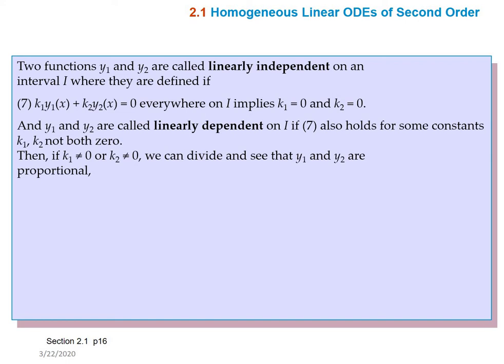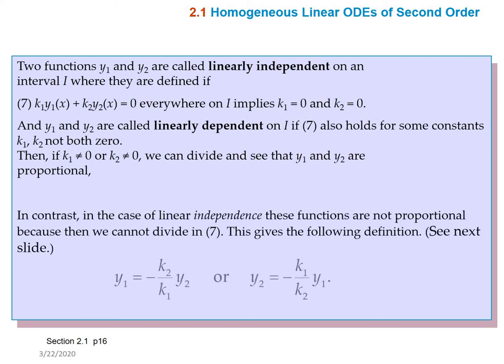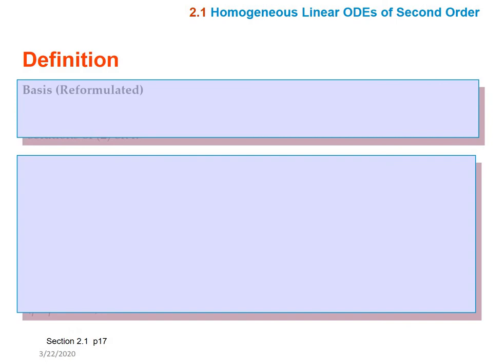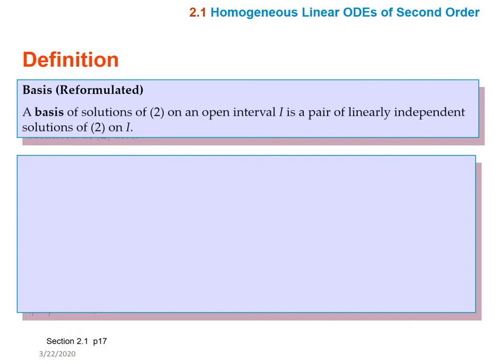It's the same concept as we did before. This is just trying to formulate a basis of solutions. We call them a basis if the quotient is not constant. Sometimes we call them linearly independent.